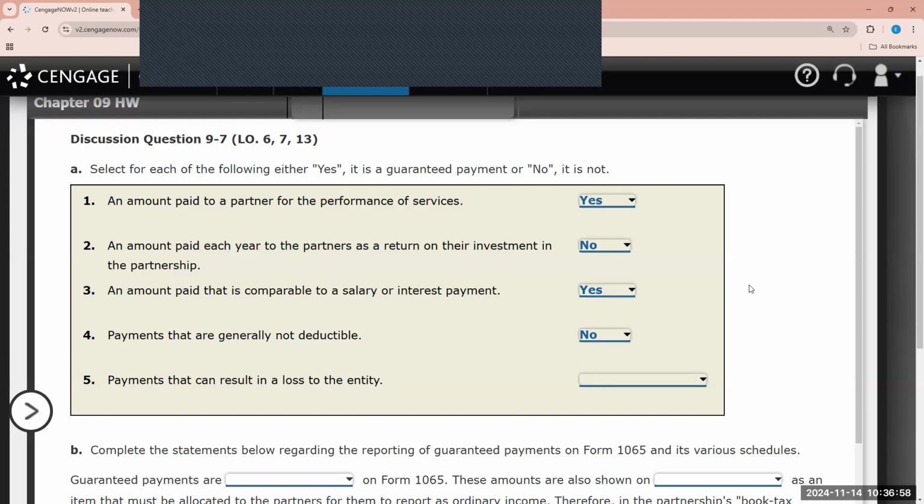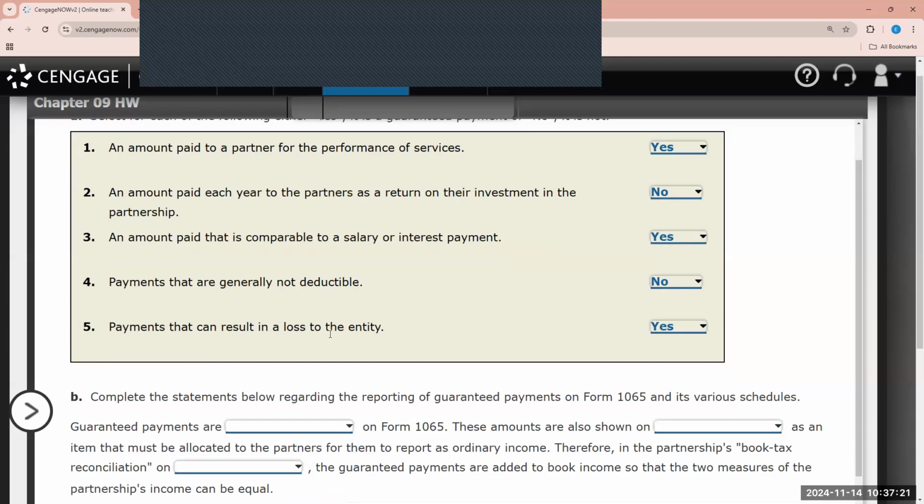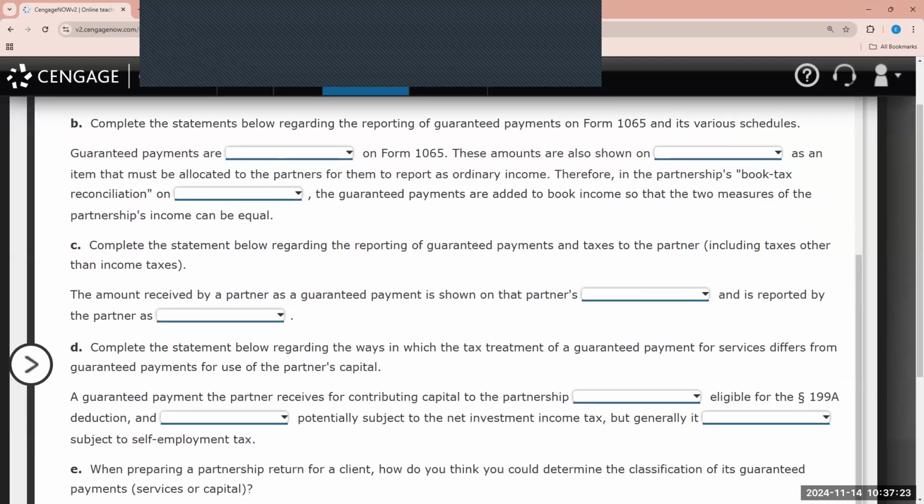Number 5 states payments that can result in a loss to the entity. This would be yes. Deductible guaranteed payments are just like any other deductible expense of a partnership. It can create an ordinary loss for the entity. And if the partnership distributes appreciated property to pay the guaranteed payment, then in such cases, the partnership is going to need to recognize a gain on the transfer.